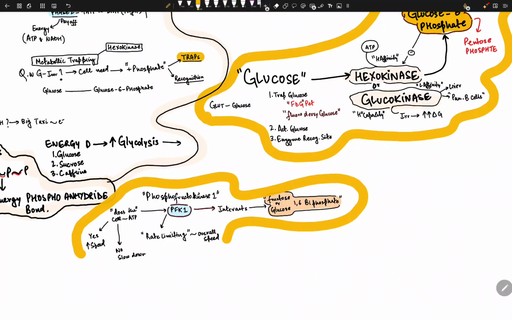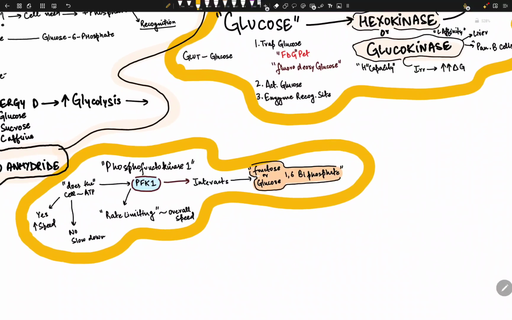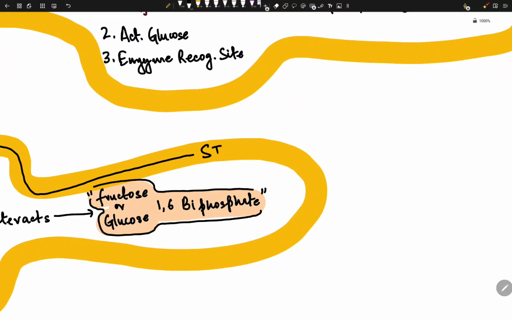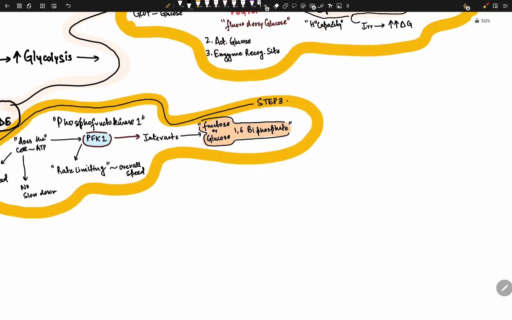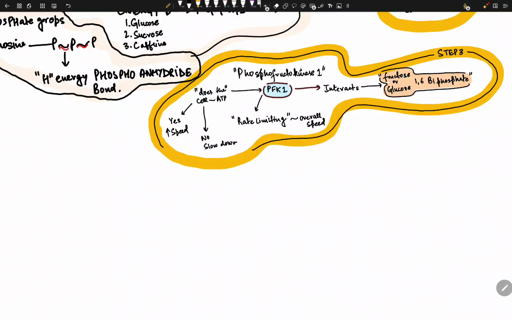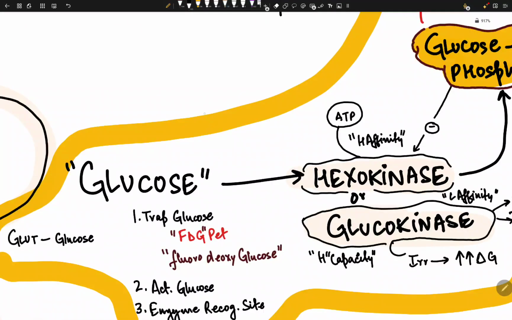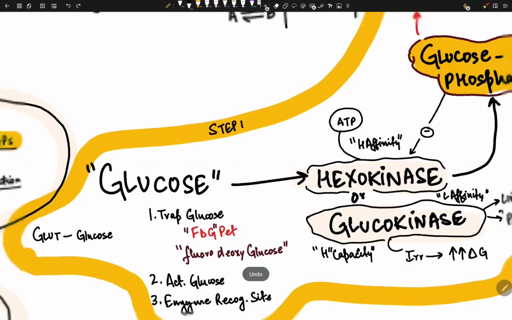Phosphofructokinase is step number 3. Right now we are talking about irreversible steps. Usually the whole glycolysis has 10 steps. You must think, wow, this video is long, because I want to talk about everything in detail. Like, think about them deeply. You should be able to answer all the basic questions about them, not just memorize it.